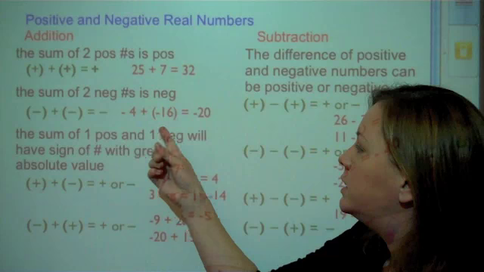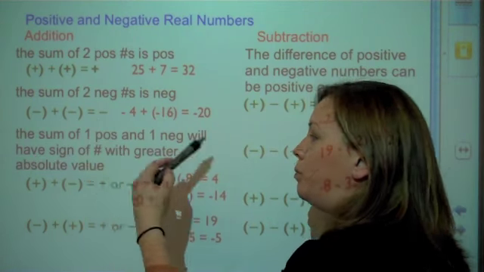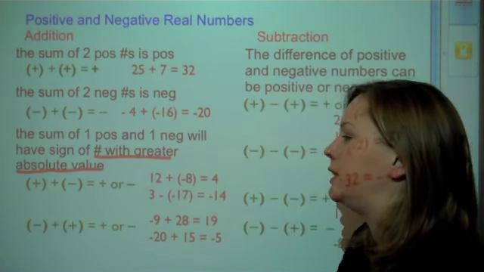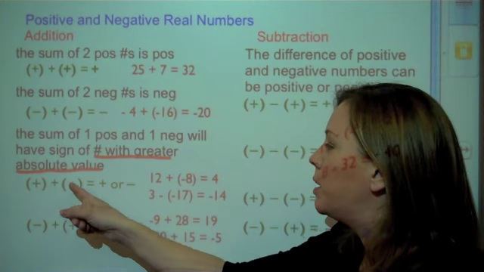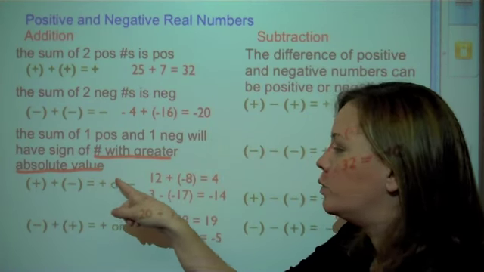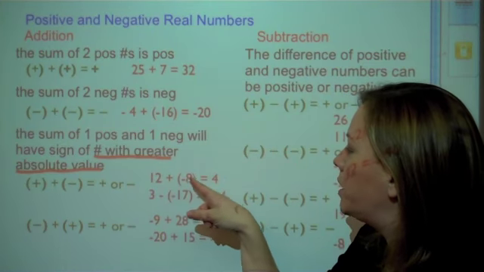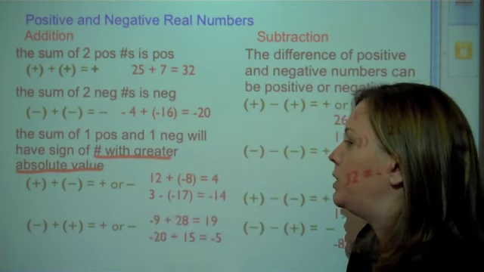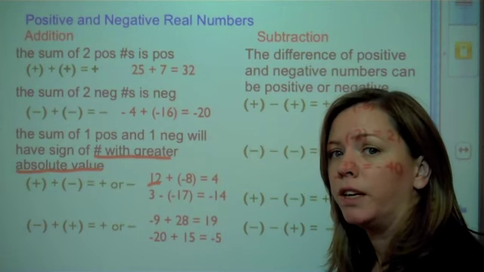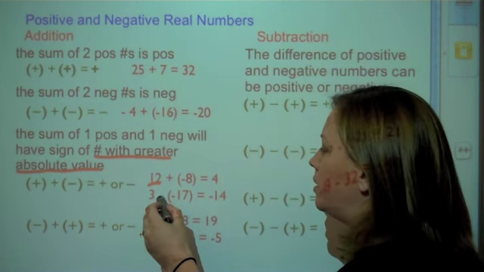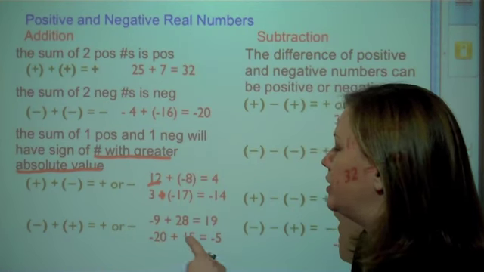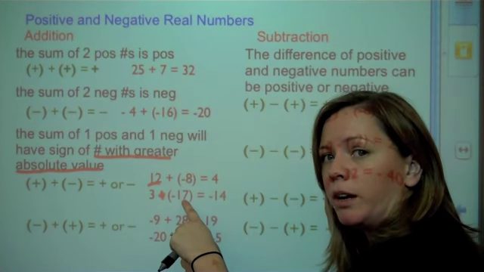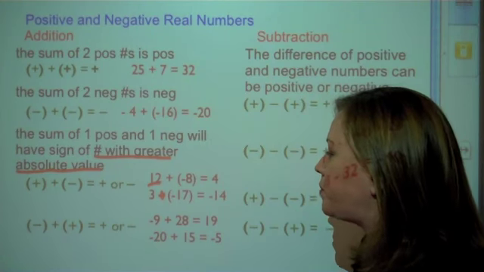What if you're adding two different ones? The sum of one positive and one negative number will have the sign of the number with the greater absolute value. So let's look at an example. If I were adding a positive plus a negative, my answer could be positive or negative depending. So if I had 12 plus negative 8, I'm going to have a positive result because 12 is bigger, it has the greater absolute value. If I'm adding 3 plus negative 17, I'm going to have a negative result because the negative number has a greater absolute value. 17 is greater than 3.